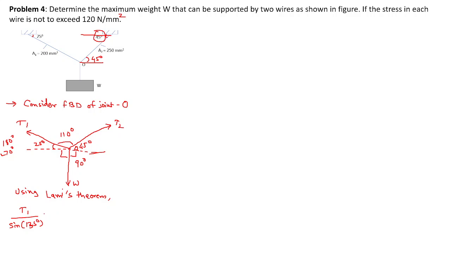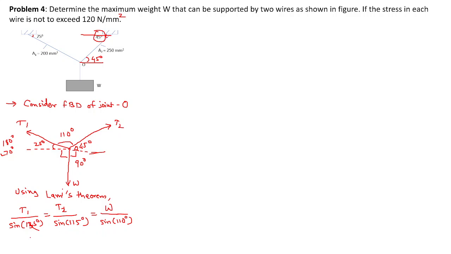135 degree is equal to T2 divided by T2's opposite angle, which is 90 plus 25. Sine of 90 plus 25, 115, right, is equal to W divided by sine of 110 degree. Okay, next. So we just combine, taking W with T1 and W with T2.